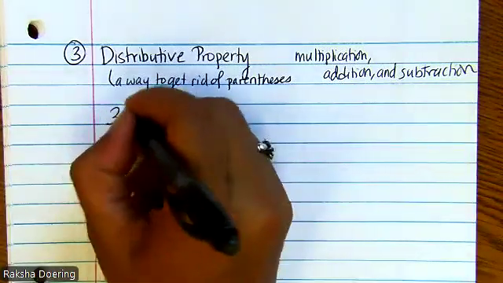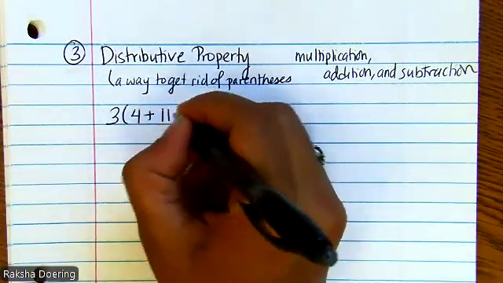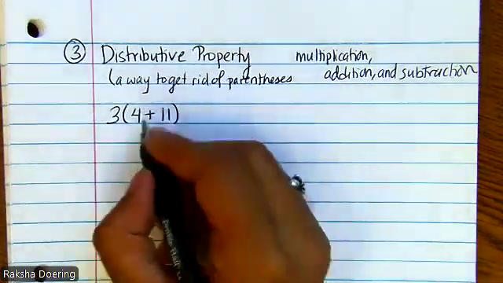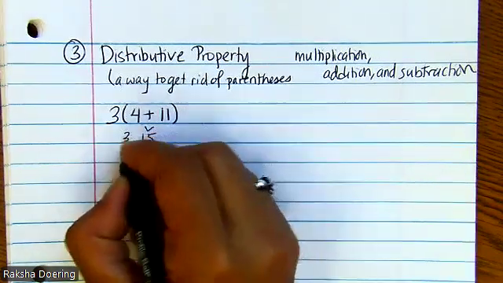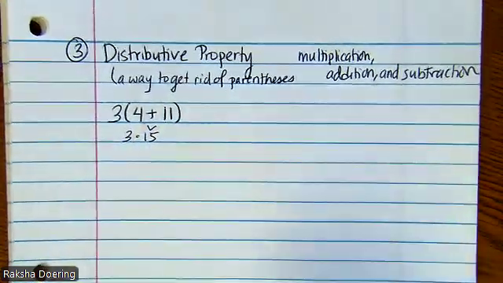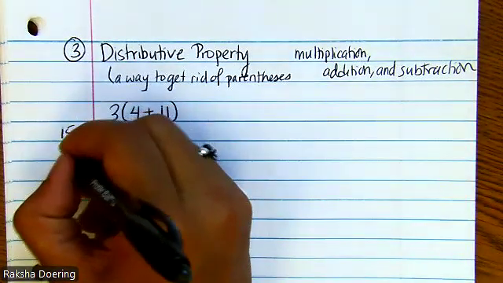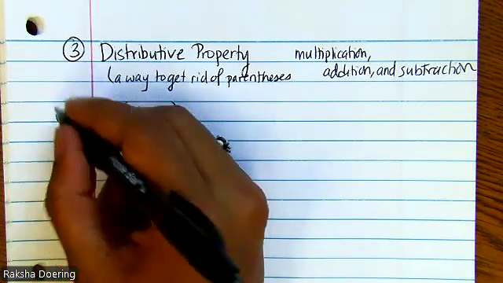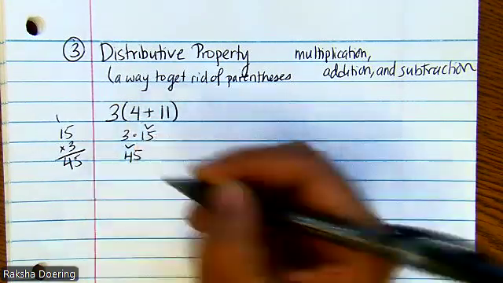So I have 3 times the quantity 4 plus 11. So if I wanted to do that, I could do in parentheses 4 plus 11 is 15. And then I have 3 times 15. And if I don't know what 3 times 15 is, I would have to do 15 times 3. 3 times 5 is 15. 3 times 1 is 3, plus 1 is 4. So this gives me 45.